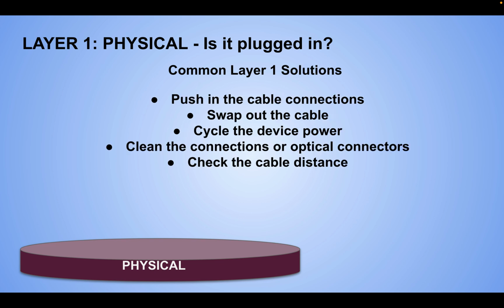The solutions for layer 1 are often the simplest, but also the most crucial. Try pushing the cable connections. Seriously, it works more often than you think. And have them tug on the cable a little bit. Maybe it's going to fall out and it wasn't really in. Swap out the cable. Cables go bad sometimes. Cycle the device power, the good old reboot. Maybe it can reestablish a physical link. Clean the connections, especially for fiber optics, but don't touch it with your finger, just sort of blow it because dust can interfere with the transmission of data. And also check the cable distance. Exceeding limits causes signal degradation, so always start here.